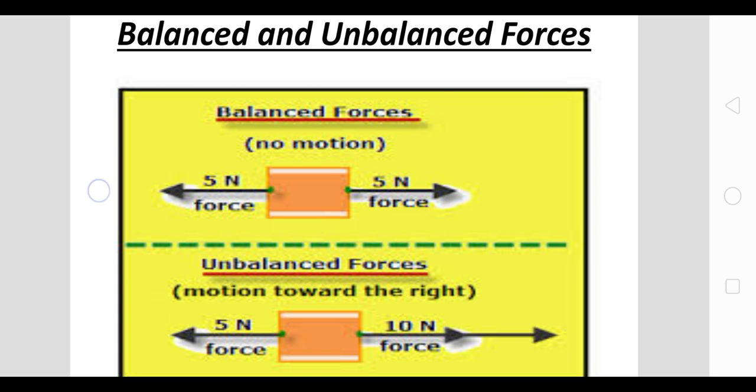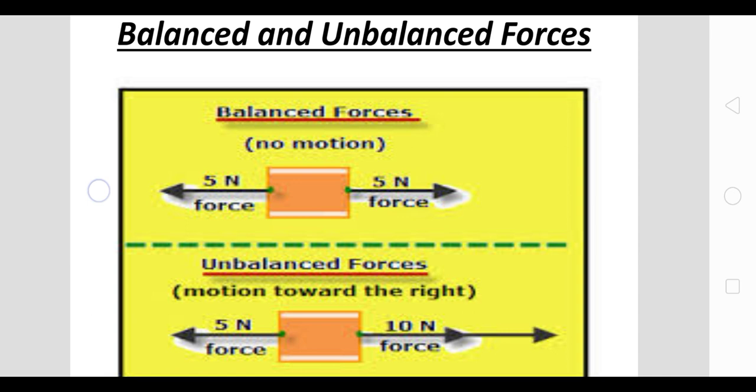If the force applied in both directions is 5 Newton, meaning there is a balanced force, then the object cannot move. If the balanced force is applied, it means the force applied from both sides is equal and opposite, then there is no motion of the object. So the balanced force is the force where the net force is 0.